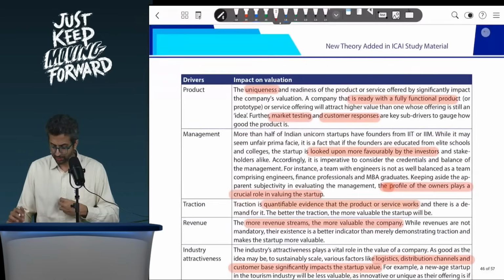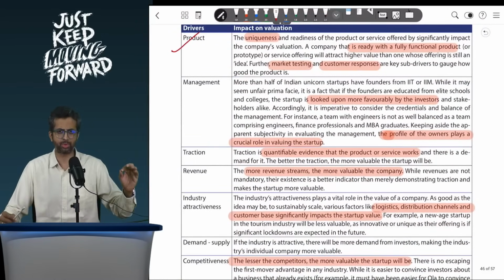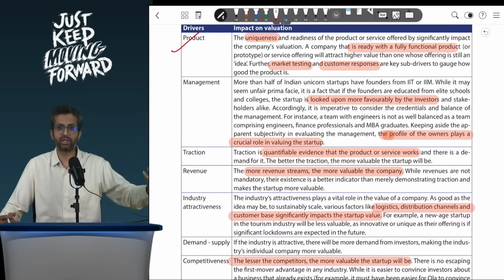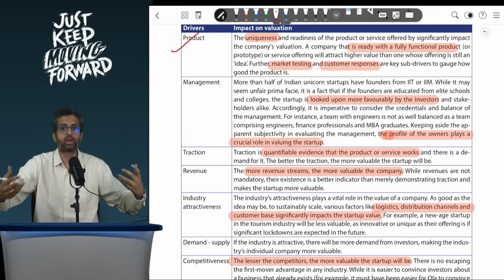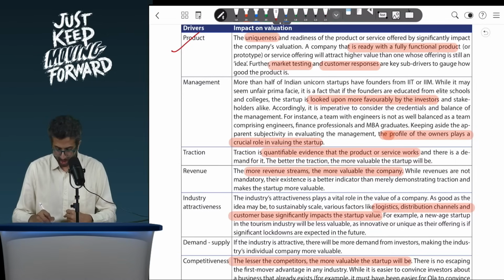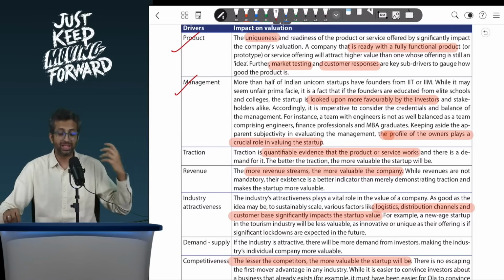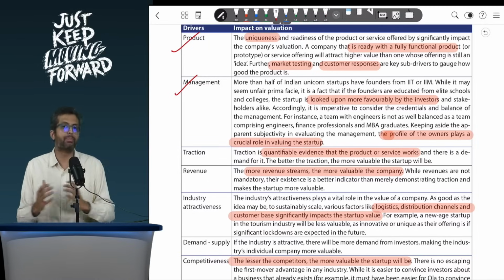So over here, if you look at your value driver, it is either the product, the uniqueness of the product that you have, which can drive the value, because currently income and assets are negligible. So your product, the uniqueness of your product might drive the value. Management, one of the most important things for a startup, is the management, the track record, the resilience, the fire in the belly that the management has.